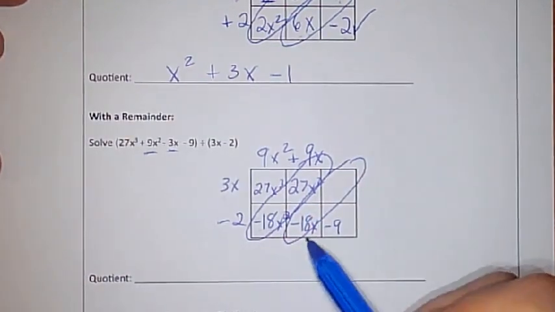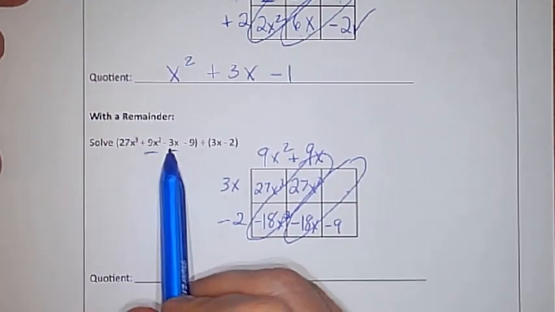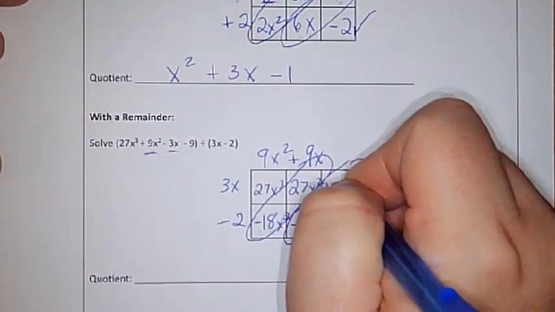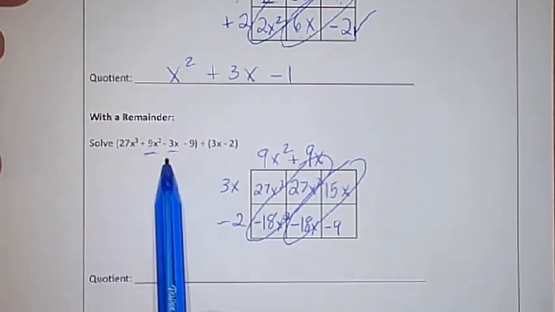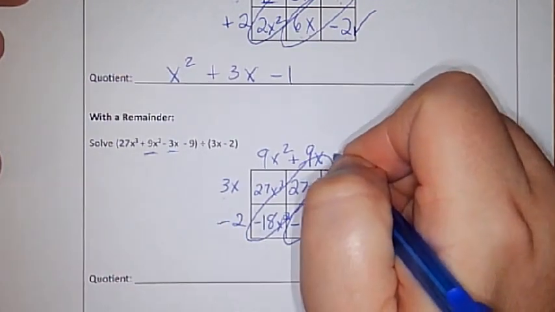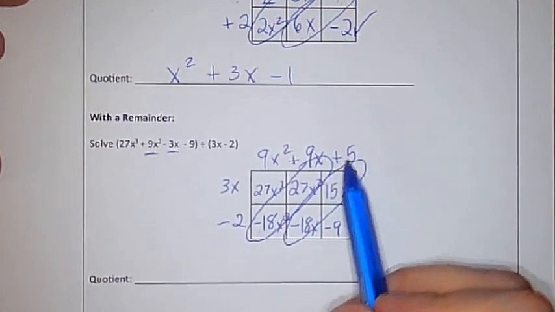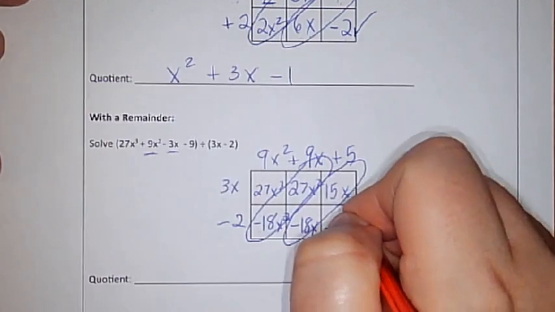Now, knowing that this is negative 18x, and when I add to this box I get negative 3x, that means that this box is 15x, because 15x and negative 18x add to negative 3x. So what times 3x gives me 15x? That is a positive 5. So positive 5 times 3x gives me 15x. Positive 5 times negative 2 gives me negative 10.